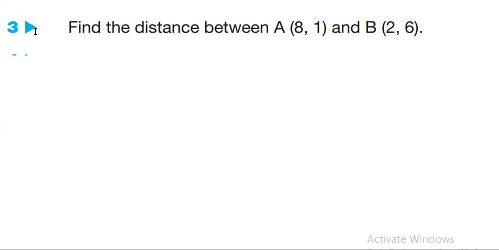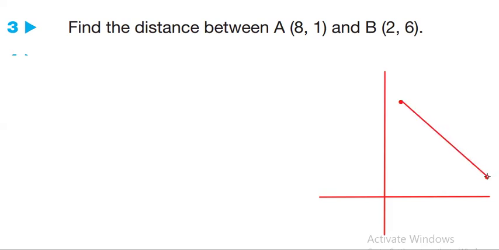I'll explain more here. For example, on the grid here, let's say this is the grid, the X and the Y. These are the 2 points. We have the first point, which is 8 and 1, so 8 on the X and 1 on the Y, like this here. And here we have 2 and 6, so 2 on the X, 6 on the Y, which is here. The distance will be this line, which is connecting the 2 points like this.